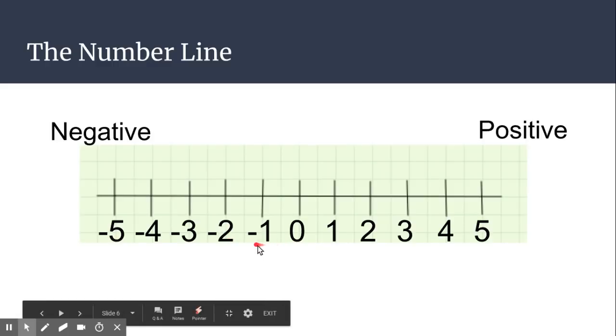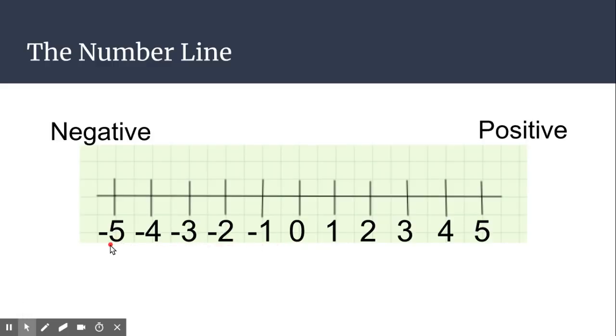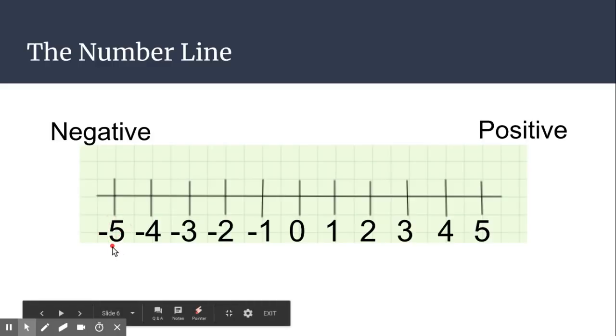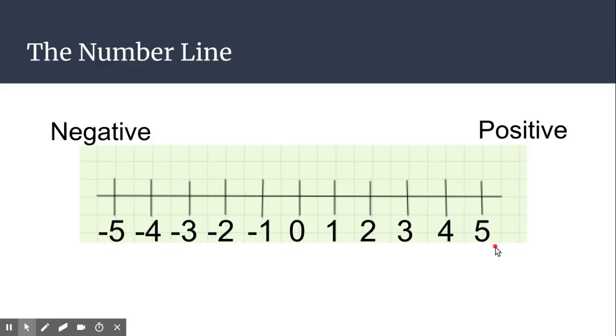As we get further away to the left from 0, those numbers do get smaller. One thing really to keep in mind is since -5 on my number line is the smallest number, as I read over to the right and get up towards 5, my numbers are getting bigger.